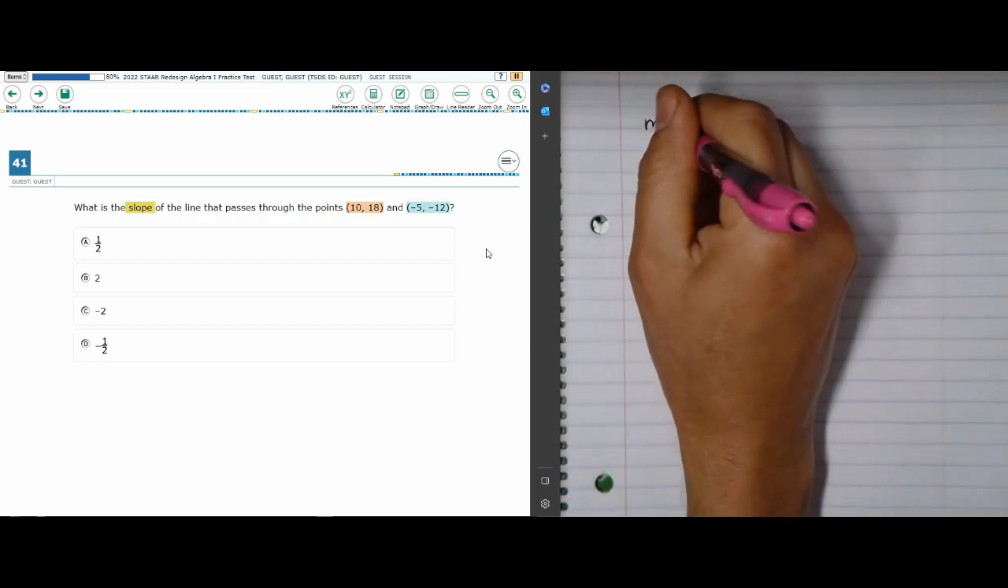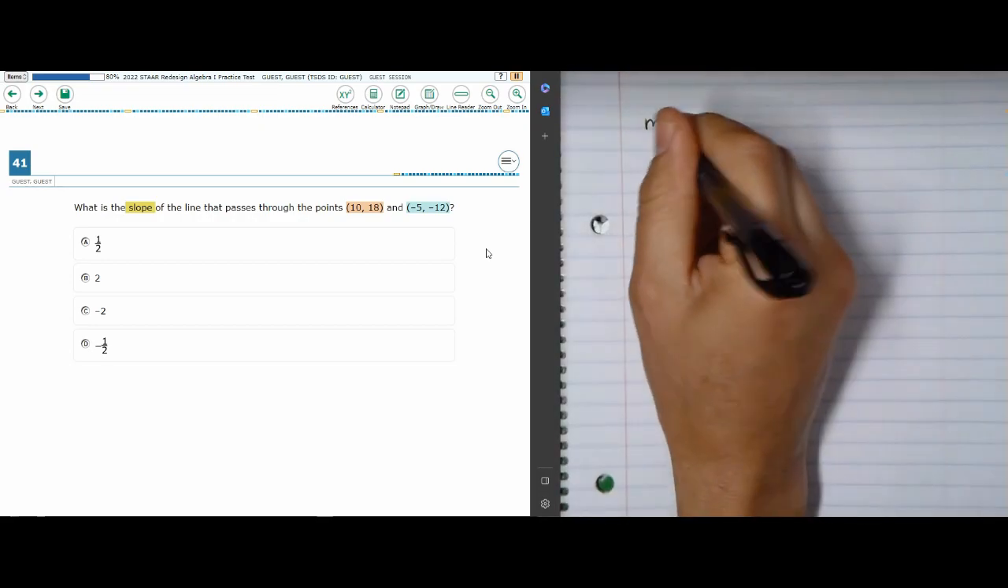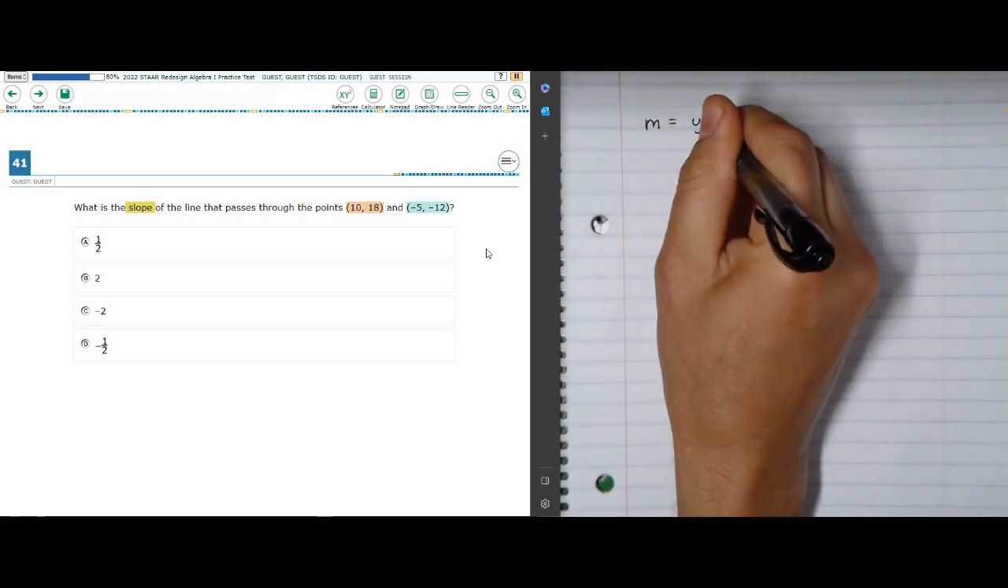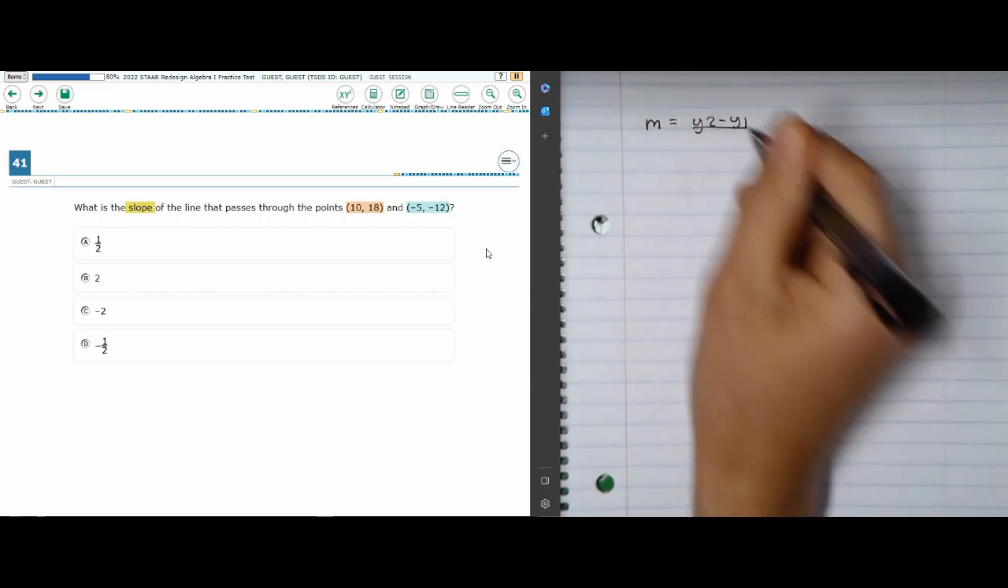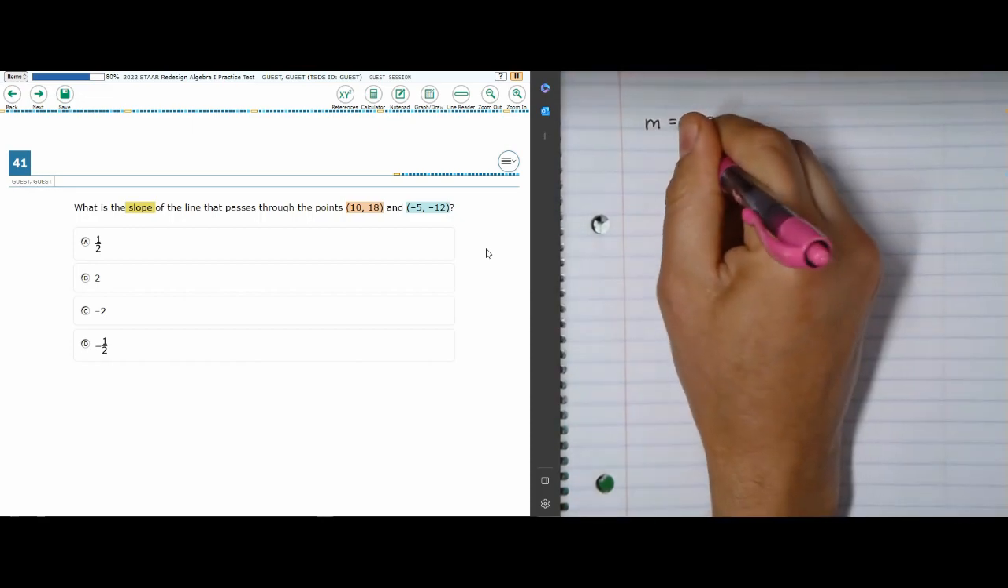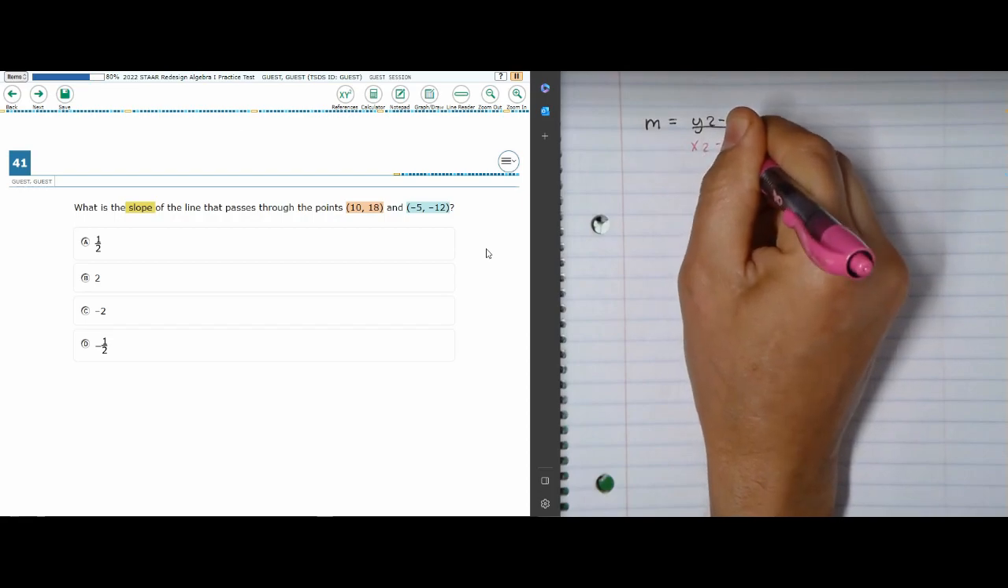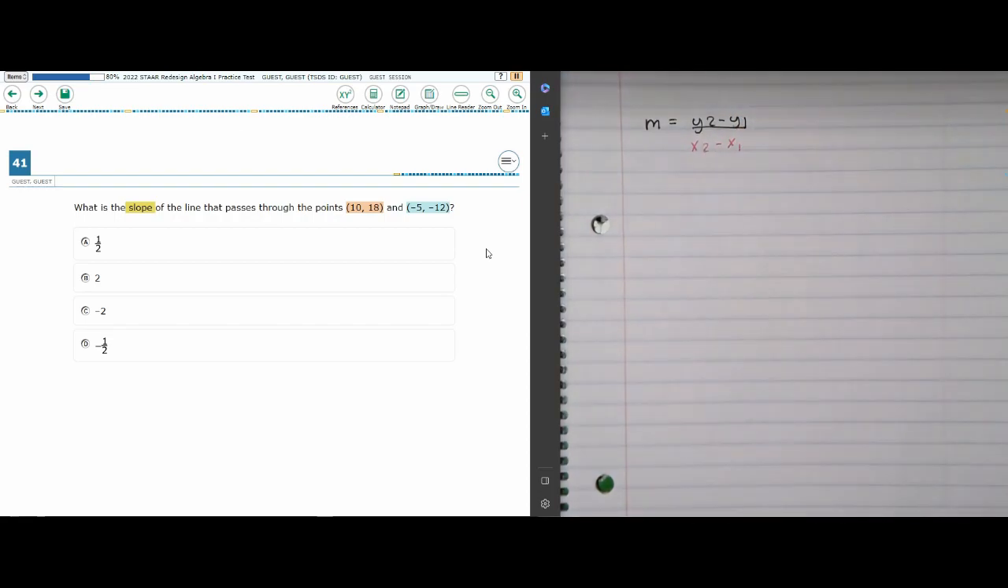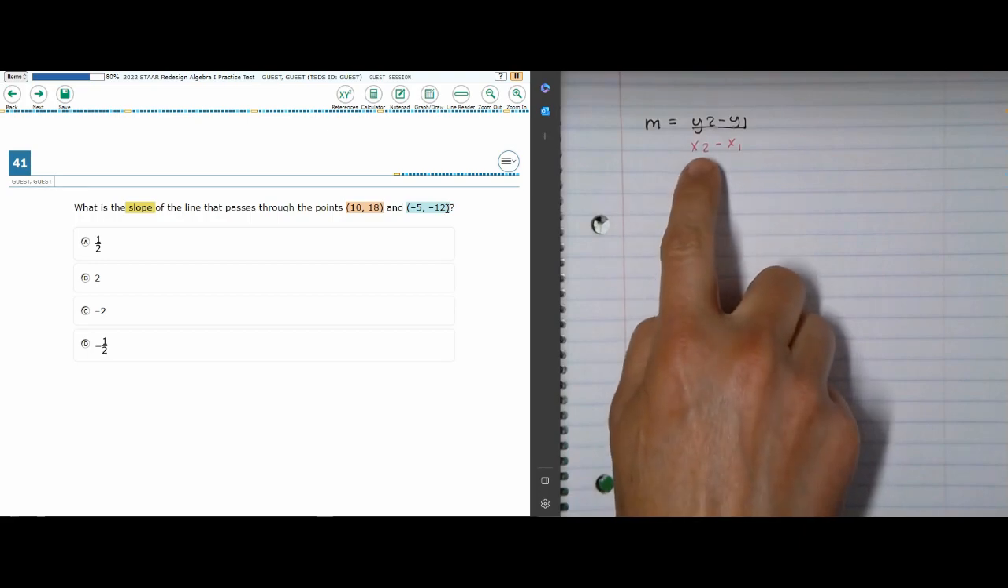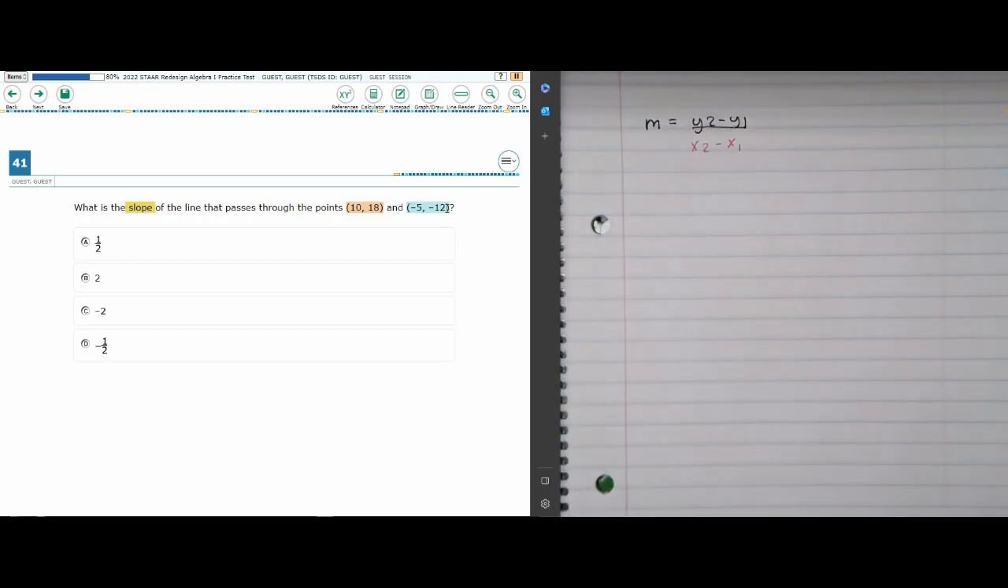So m is equal to y2 minus y1 over x2 minus x1. And you would just have to label your ordered pairs, right? For instance, 10 and 18, you might call this x1, y1, and then the second ordered pair would be x2, y2. And you substitute those values in place of those letters.